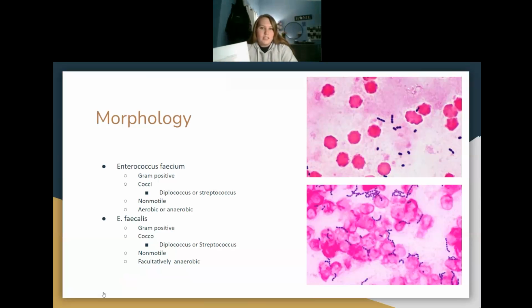The top picture is an example of a slide from the faecium, and the bottom is an example of faecalis.